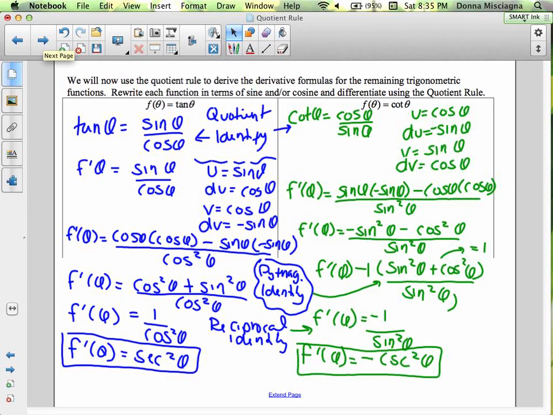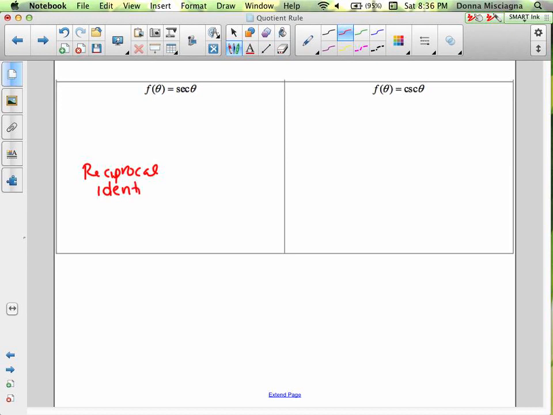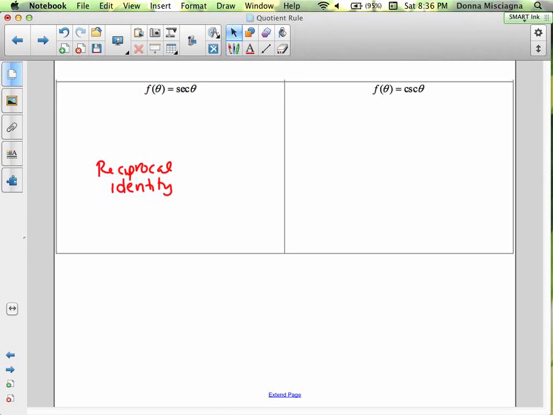All right? So now we've derived, using the quotient rule, 2 of the trig derivatives. Here's our last 2, secant theta and cosecant theta. All right, so for secant theta, we're going to use a reciprocal identity. Let's write it over there so I could use it twice. I guess that looks a little better. It's a reciprocal identity. All right, so secant theta, the reciprocal for secant theta is cosine.